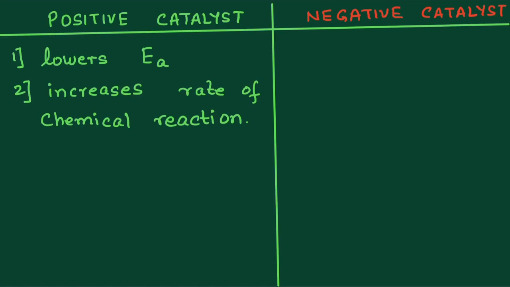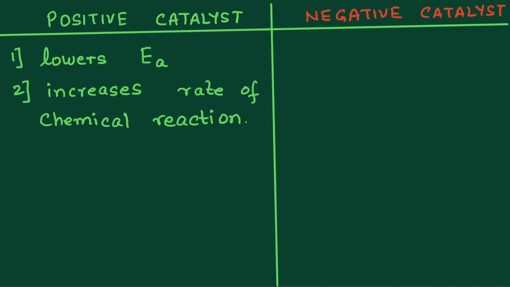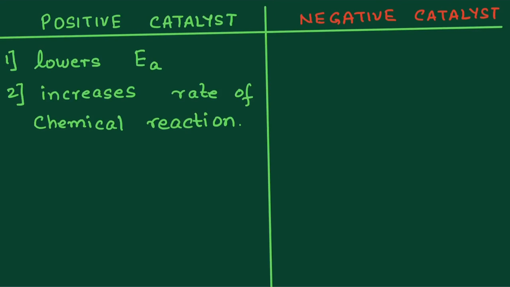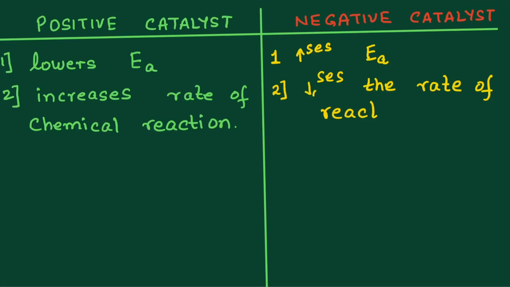A positive catalyst, as we said, brings down a lowering of the activation energy and causes the rate of the reaction to increase. What do you think is the behavior of a negative catalyst? Can you tell me the points for a negative catalyst? How does a negative catalyst work? Yes, a negative catalyst, on the other hand, increases the activation energy, and secondly, it decreases the rate of a reaction. So, are we writing it down?